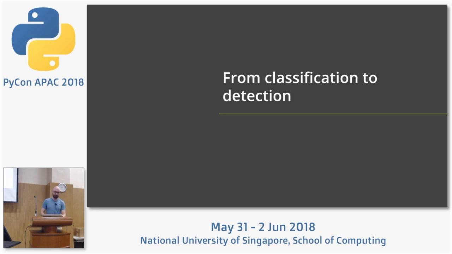We know how to classify images. We're good at classifying images. Now, what do we mean by detection? Classification was: you give me an image, I tell you a label. Now, it's basically: tell me what and where for all you see.